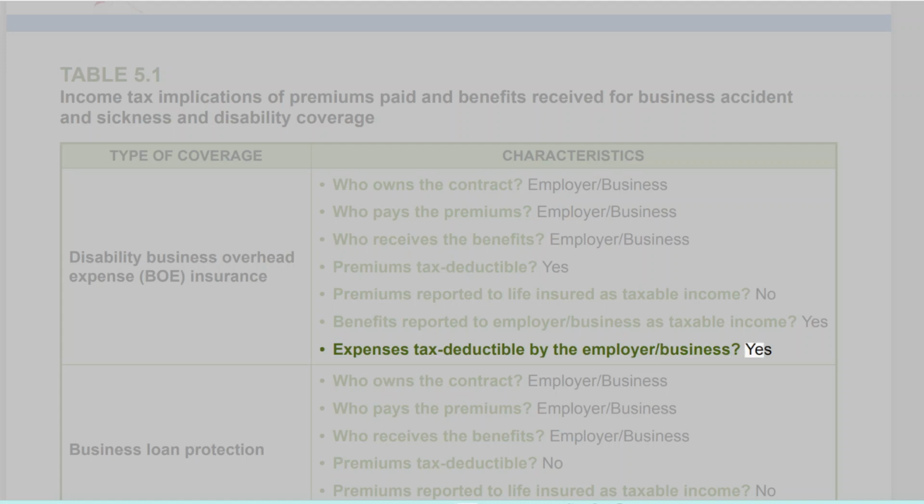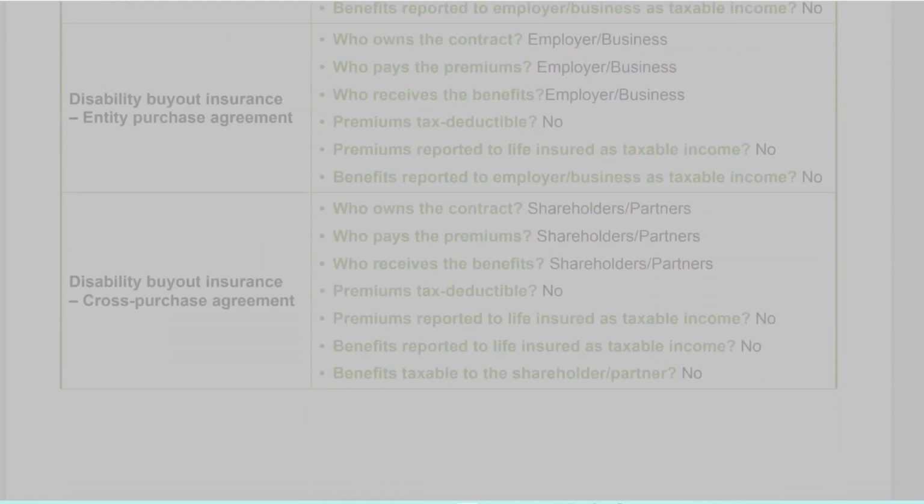Business loan protection. Who owns the contract? Employer/business. Who pays the premiums? Employer/business. Who receives the benefits? Employer/business. Premiums tax deductible? No. Premiums reported to life insured as taxable income? No. Benefits reported to employer/business as taxable income? No.